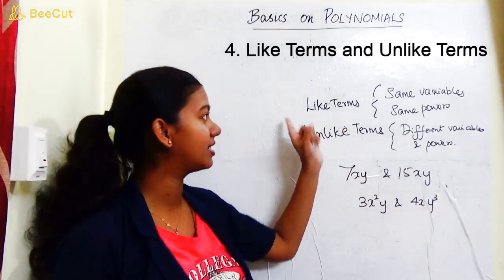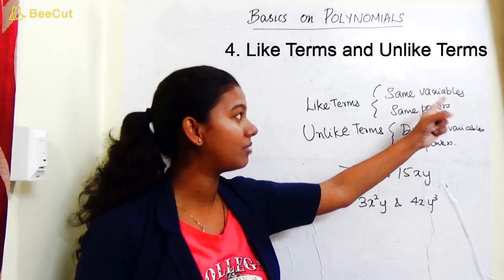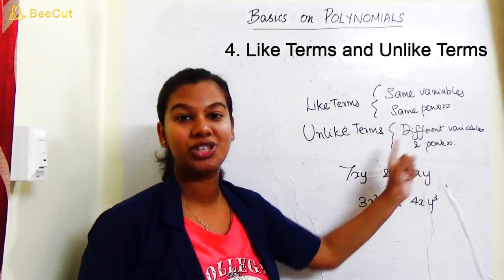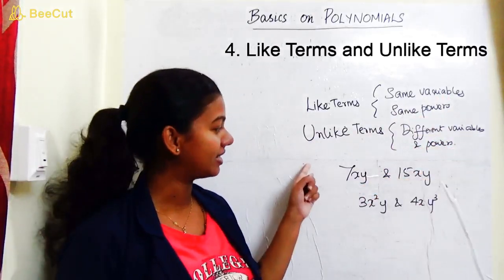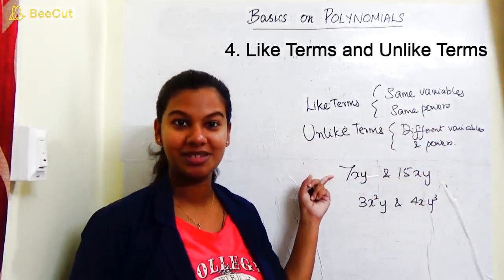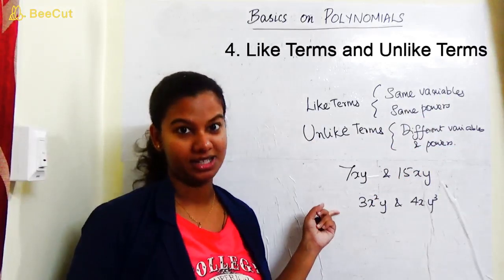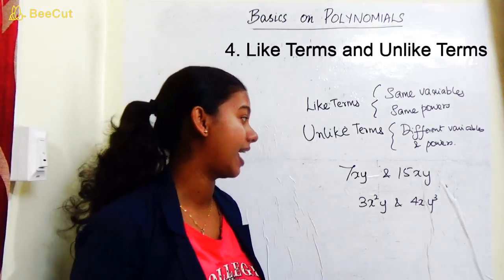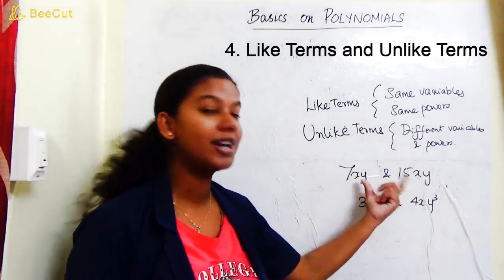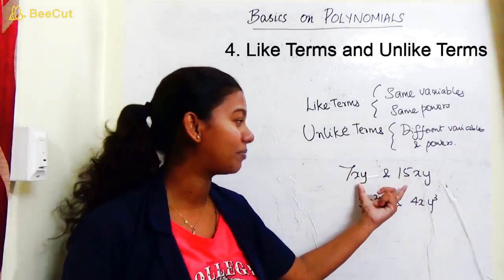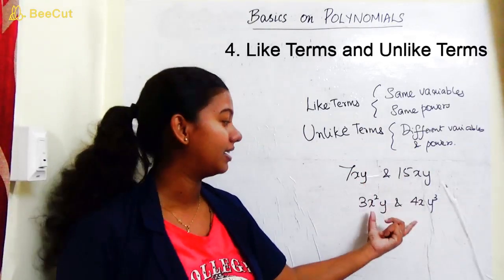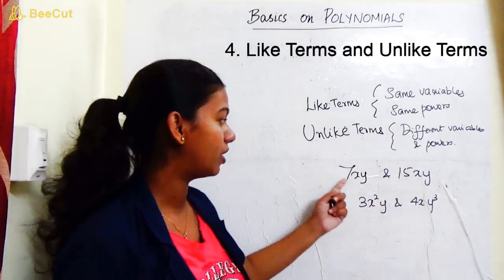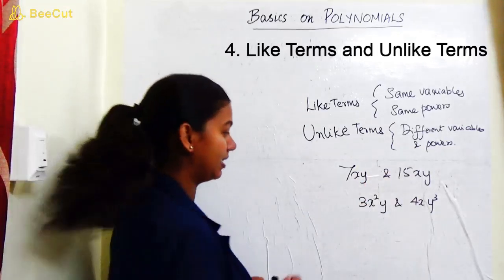So the definition is, like terms will have the same variables with the same powers, and unlike terms will have different variables or different powers. So in this case, the first one is like terms and the second one is unlike terms. The operation which we can do with like terms is that we can add or subtract two like terms, but we can't do that in the case of unlike terms. Now I am going to add these two terms. See what happens.